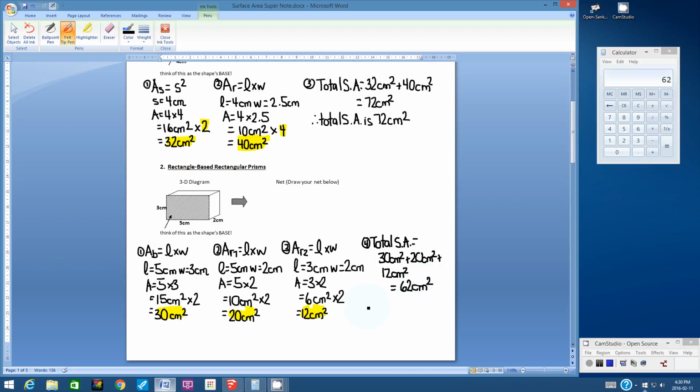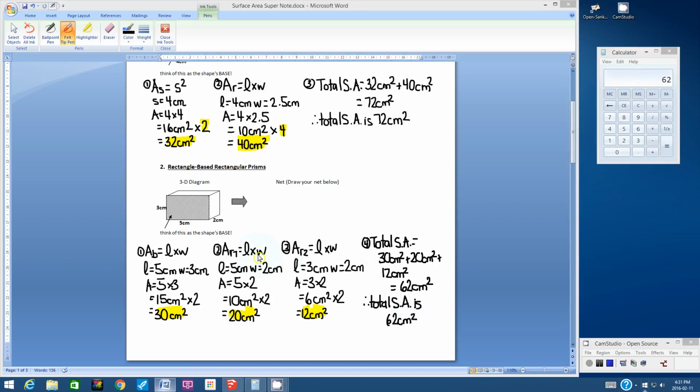Okay, so let's put our therefore statement. Therefore, total surface area is 62 centimeters squared. So you see that it's slightly different, these two types of rectangular prisms.